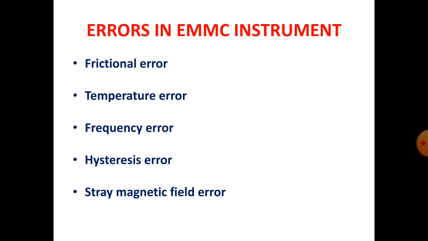So the last one: due to the presence of a weak magnetic field inside the meter, the stray magnetic field error is more when compared to PMMC and MI instruments. So coming to the conclusion or note, by using a dynamometer type meter you can measure power and power factor also.